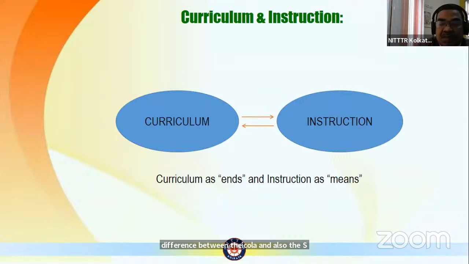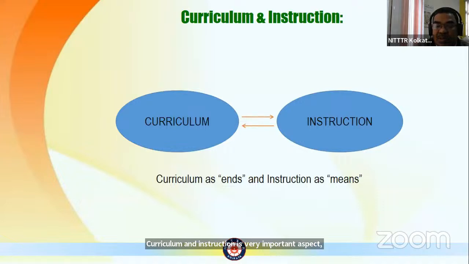The next one is curriculum and instruction. Curriculum and instruction is a very important aspect. Curriculum has to be converted into instruction to get the desired result. So we say that curriculum is the ends and instruction is the means.